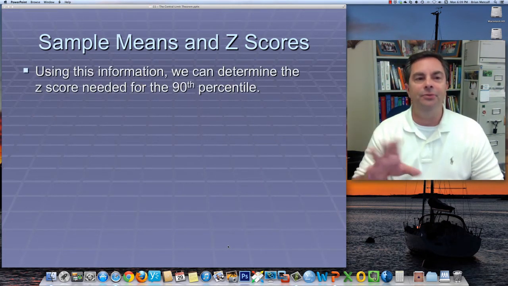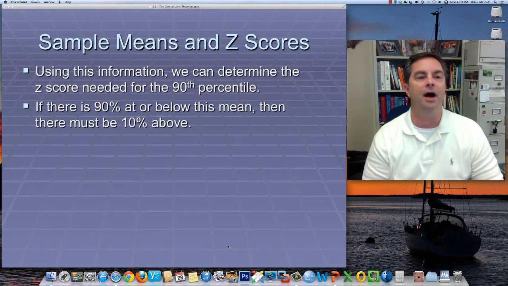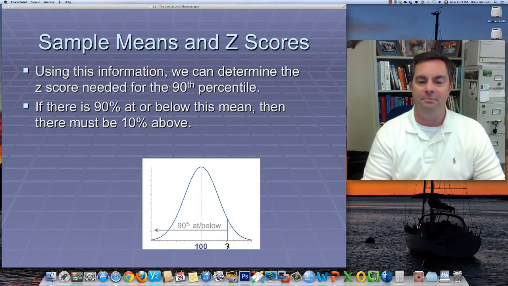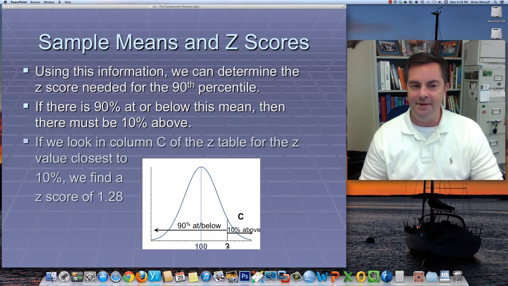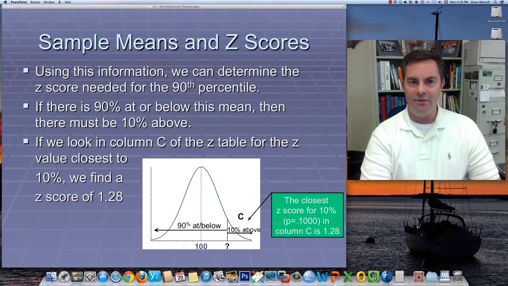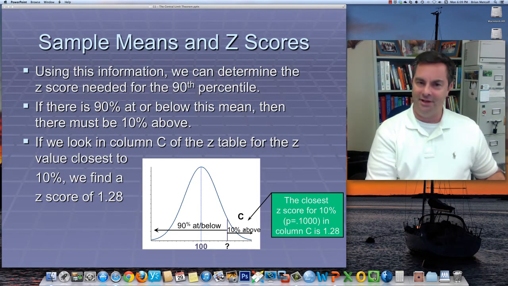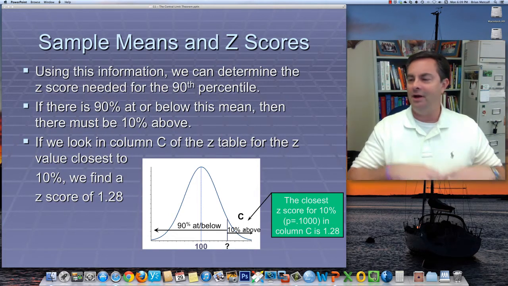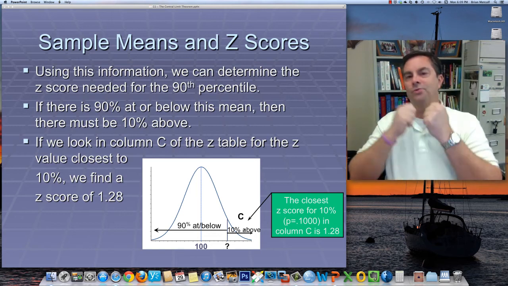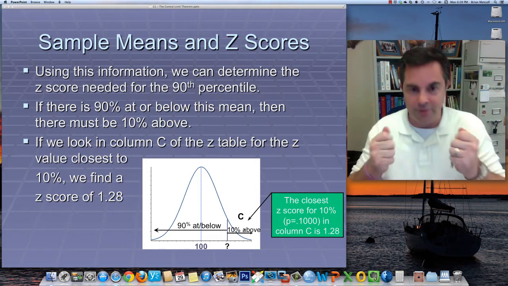Using this information, we need to determine the z-score needed for this percentile problem. Like I just said a moment ago, if there's 90% below this mean, then there must be 10% above it. I am going to need the z-score now. I don't get the z-score in the forward fashion. In the forward fashion, I use a formula to calculate z. Now I'm going to consult the table and look for z. I'm going to go in with a percent and come out with my z-score, instead of going in with a z-score and coming out of the table with a percent.